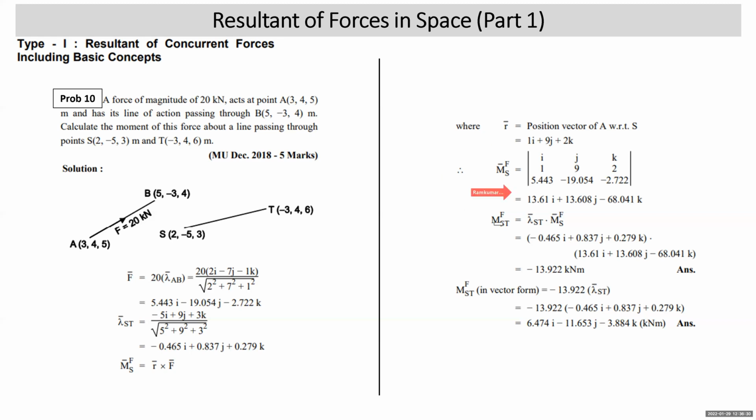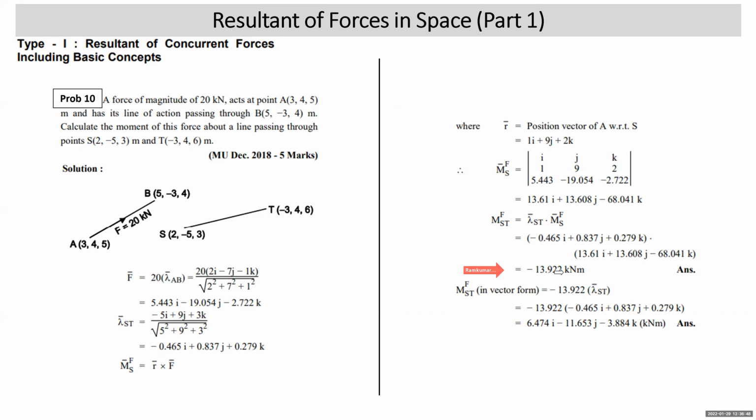Then the moment of the force about ST will always be in scalar form. Lambda ST dot moment of force about S. Lambda ST we have substituted from here. Moment of force about S we have substituted here. We are taking the dot product, so the answer comes in scalar form. So this is the moment of the force about line ST.